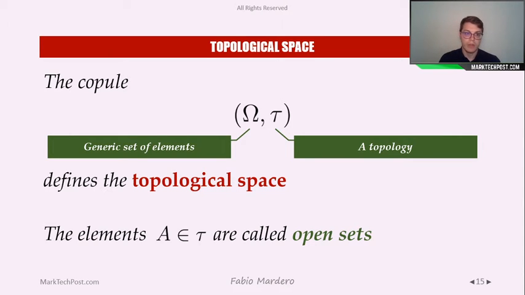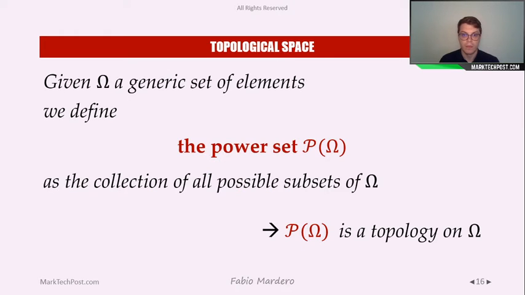Okay, so given a set of elements, omega, we can try to find a topology. So the couple omega and tau defines what is called the topological space, and the elements of a topology are said to be open sets. We will see that, given a generic set of elements, we can find multiple types of topologies. And here I want to show you a particular one, the power set, which is also indicated by P of omega, and the power set is the collection of all possible subsets of omega.